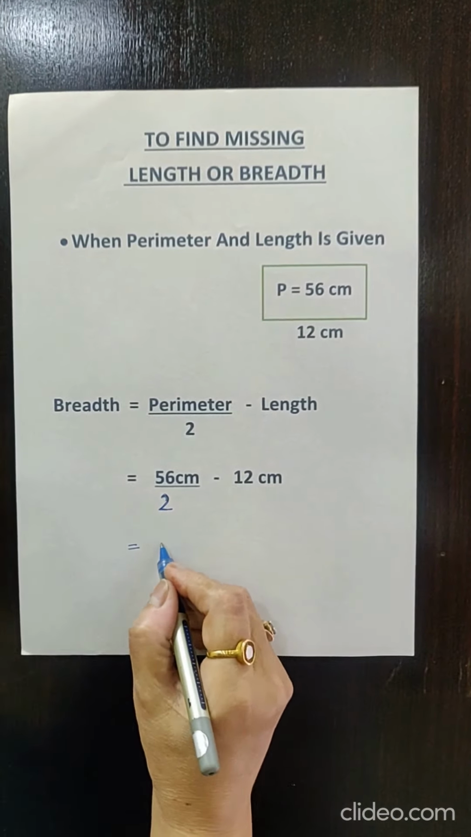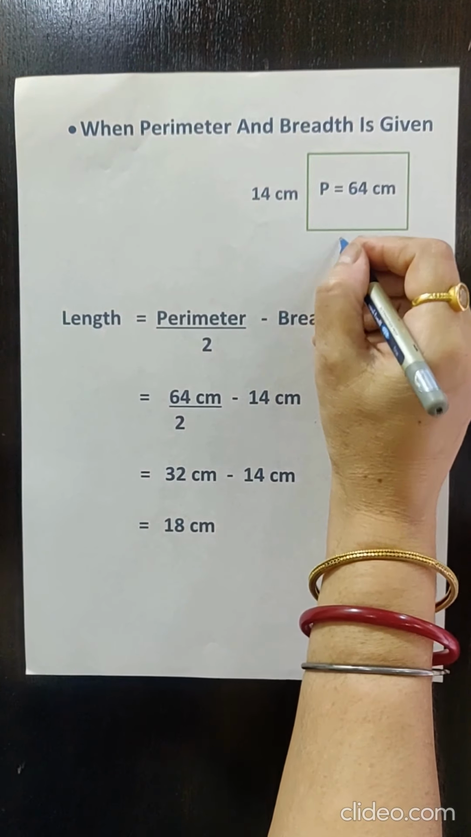Now when perimeter and breadth are given and you have to find the length, you will apply the formula perimeter divided by 2 minus breadth. So 64 is the perimeter and you will divide it by 2 and you will subtract the given breadth. So 64 divided by 2 is 32 centimeter minus 14 centimeter. Therefore, the length is 18 centimeter.